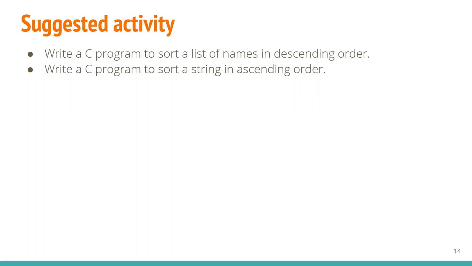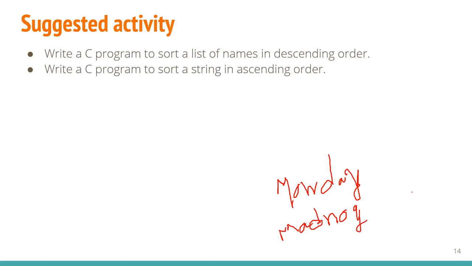This can easily be demonstrated here. Assume that I have inputted Monday like this. When you sort it, M will come first, followed by A, followed by D, followed by N, followed by O, followed by Y. This is what I mean by sorting a string in ascending order. So you are sorting it within the string itself.